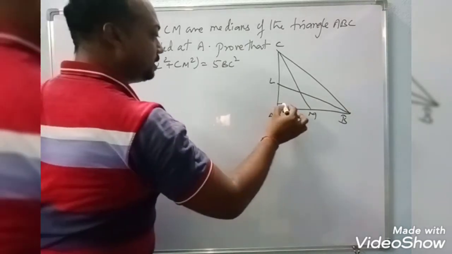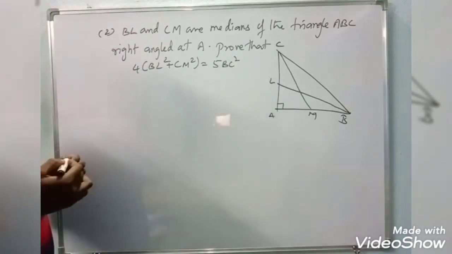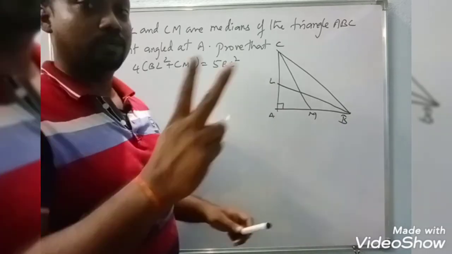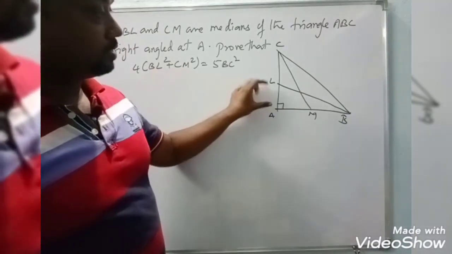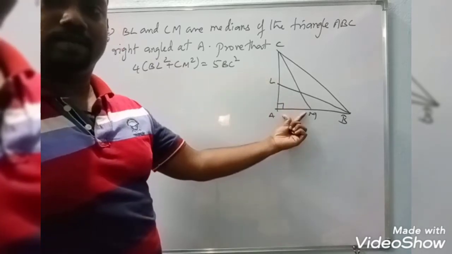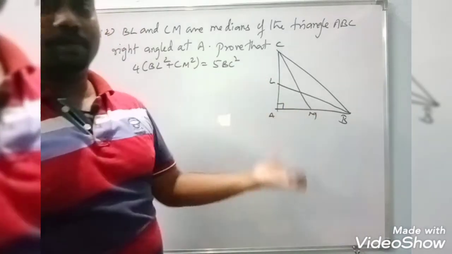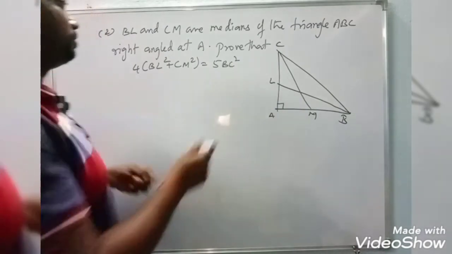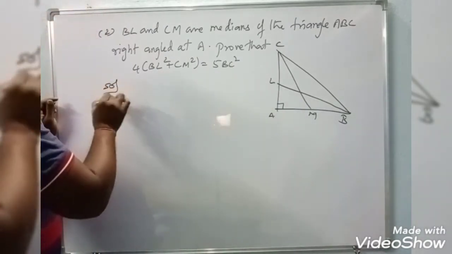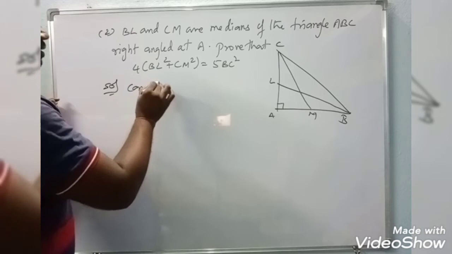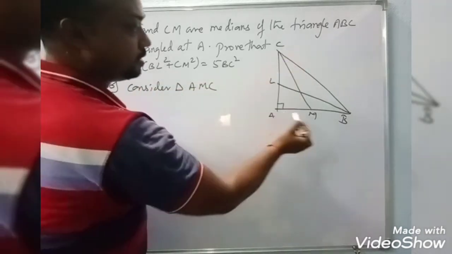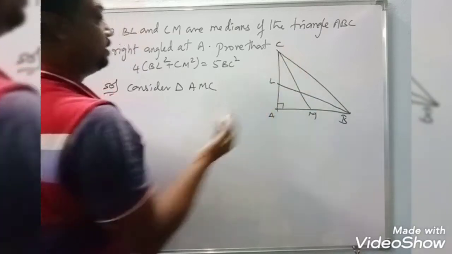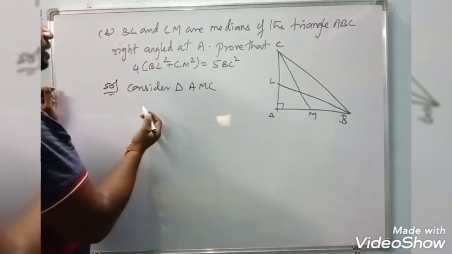So already we said that this is a right angle triangle, right? Now in this triangle we have two right angle triangles, because to show this BL and CM, we are considering this triangle and the smaller triangle. I am not considering this bigger triangle, and I am not showing any similarity rule. So based on that, next we have to consider triangle AMC. It means I am considering this particular triangle. If I consider this triangle, angle A is a right angle, already we know.